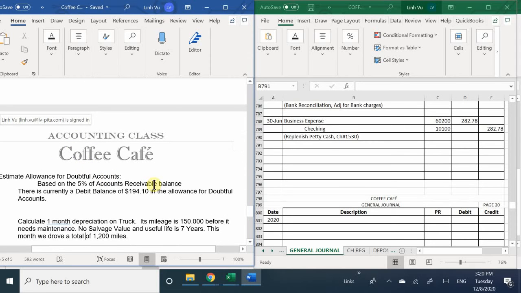So as we remember, the last couple times we were at this section right here, the corner bookstore decided to call us and say, hey, I cannot afford to pay you for this invoice. And we said, okay. So we now currently have a debit balance of $194.10 in the allowance for doubtful accounts.